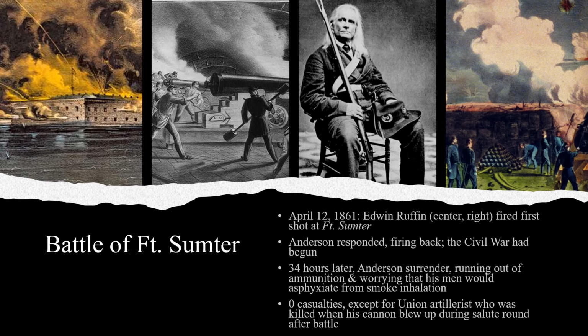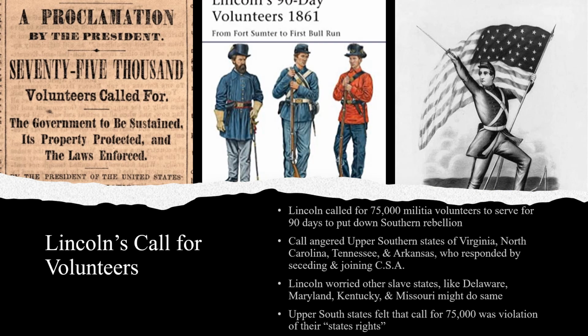Thus, with the shelling of Fort Sumter, the Antebellum period ended, and the American Civil War had begun. President Lincoln, vindicated by the fact that the Confederates had taken the first shots of the war, felt justified to call for 75,000 volunteer militia soldiers. This call for troops angered the upper southern states, who felt that the executive call was a violation of their states' rights. Arkansas, North Carolina, Tennessee, and Virginia joined the CSA, albeit more slowly and reluctantly than the Deep South had. Other slave states, Delaware, Kentucky, Maryland, and Missouri, did not join the CSA.